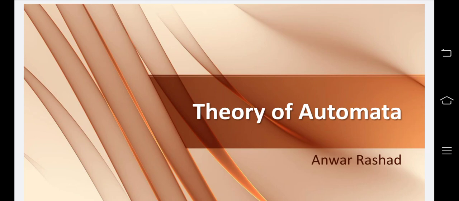Finite automata, deterministic finite automata. We are going to discuss deterministic finite automata, lecture number 4. We discussed the basic concept in the previous lectures and rules for the deterministic finite automata. Now we are going to convert a regular expression to a deterministic finite automata, or simply finite automata, and how we are going to construct automata.